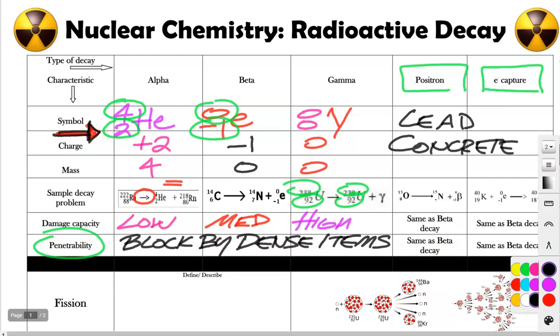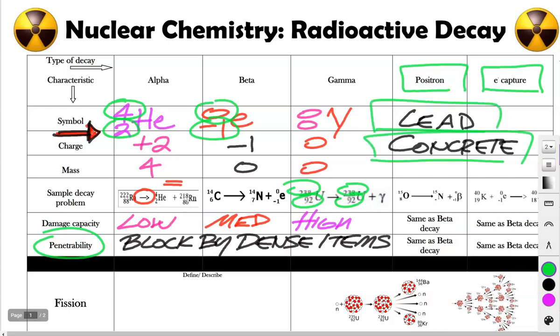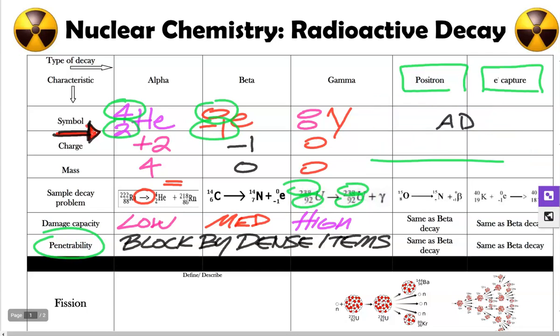And so, like in Chernobyl, they've built the sarcophagus, which is just a big chunk of concrete on top of the damaged reactor to keep that radiation inside. So again, what blocks gamma rays? Dense items such as lead or concrete. Good thing to know for a test or quiz. All right, so let's go down here.